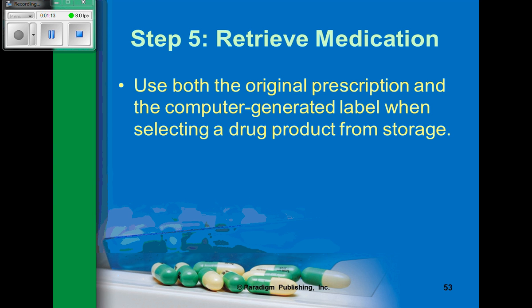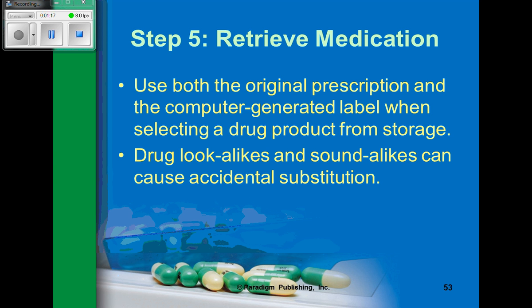Step 5, retrieve the medication. So use both the original prescription and the computer-generated label when selecting a drug product from storage. Remember, lookalike and sound-alike drugs, of course, can cause accidental substitutions, and it is important to use the NDC numbers when you're checking the drug name, of course, to verify selection of the correct product.